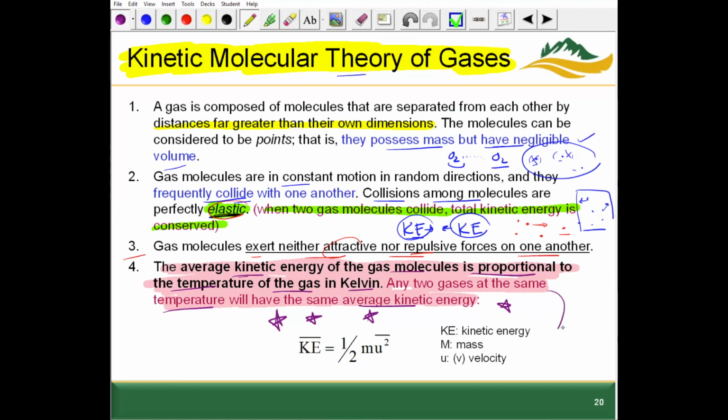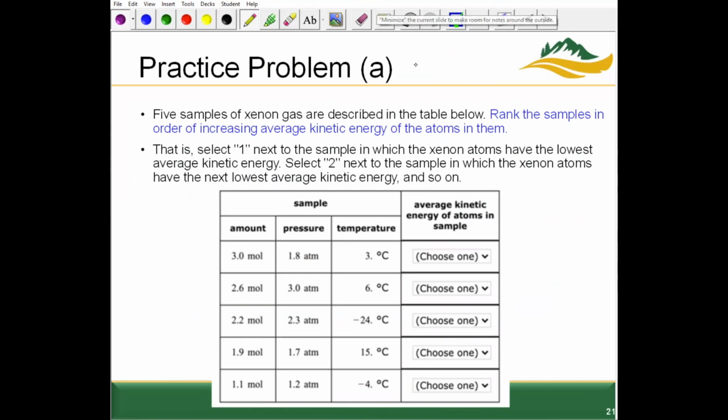So let's try a practice problem now with this understanding of the proportionality between kinetic energy and temperature. As temperature is increasing, kinetic energy is also increasing. We're going to use this in solving this practice problem. We're going to rank the samples in order of increasing average kinetic energy of the atoms.